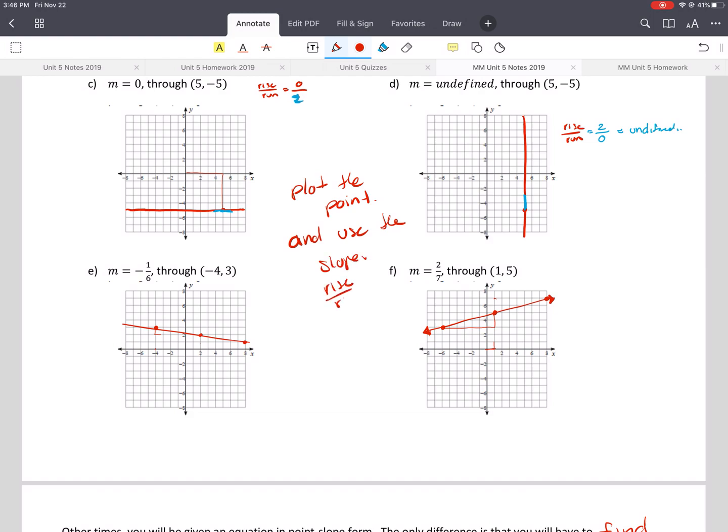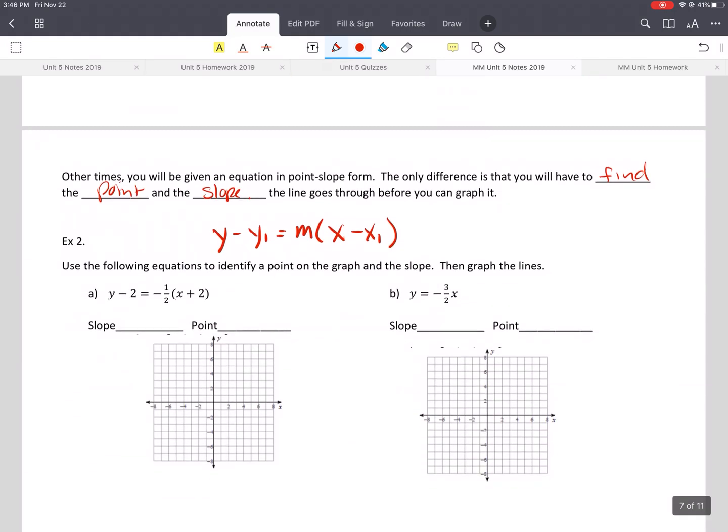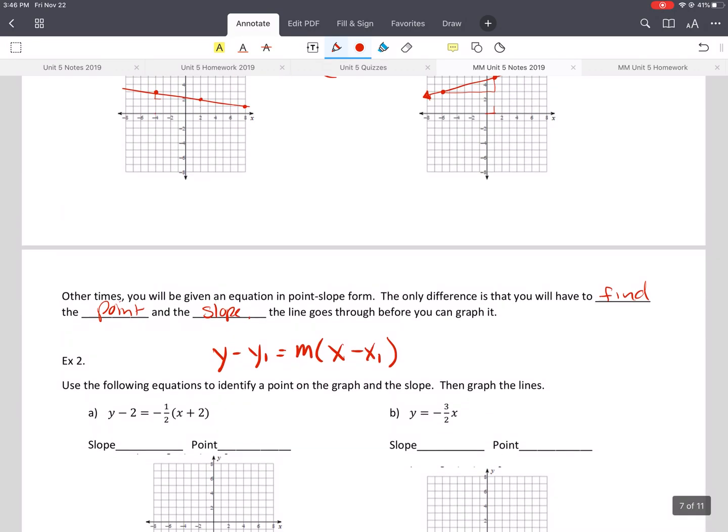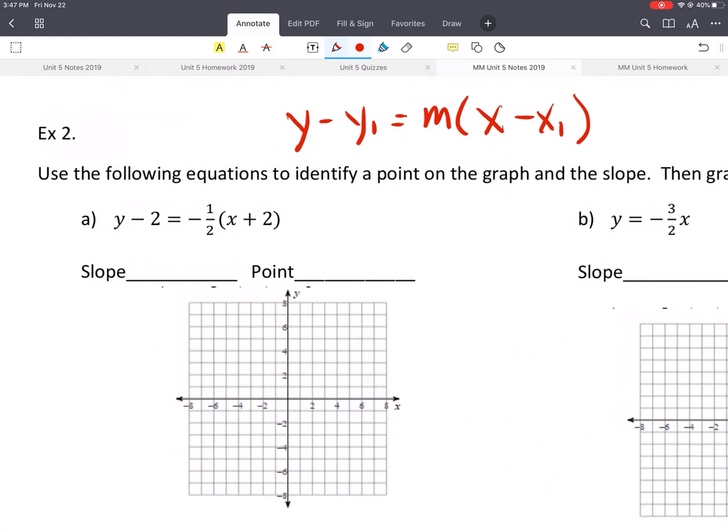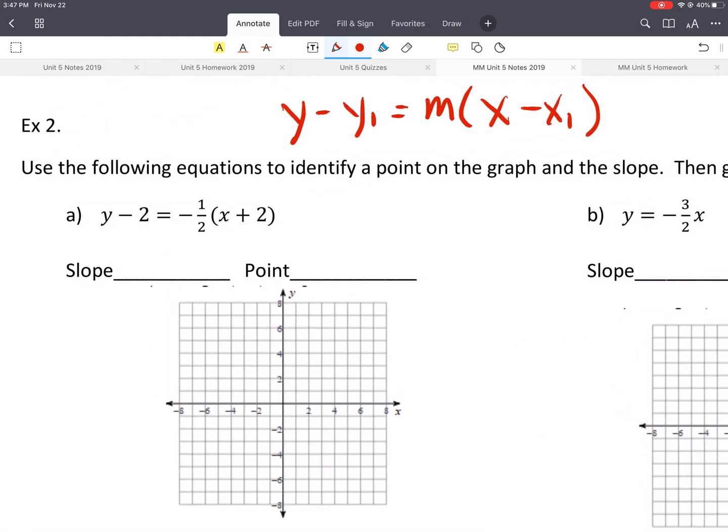Rise over run. Okay. All right, and I kind of fixed this on mine. This stuff is on the other page, but other times you'll be given an equation rather than just the point and the slope. So we'll need to find the point and the slope and then graph.